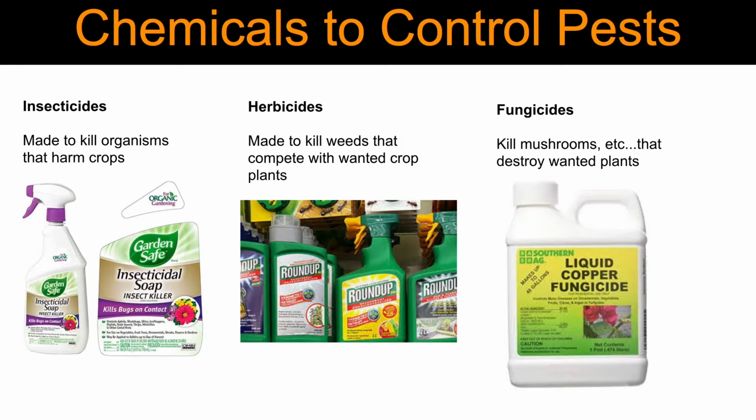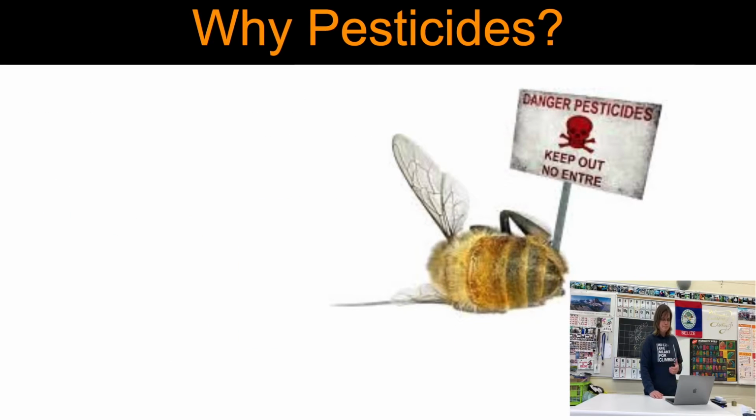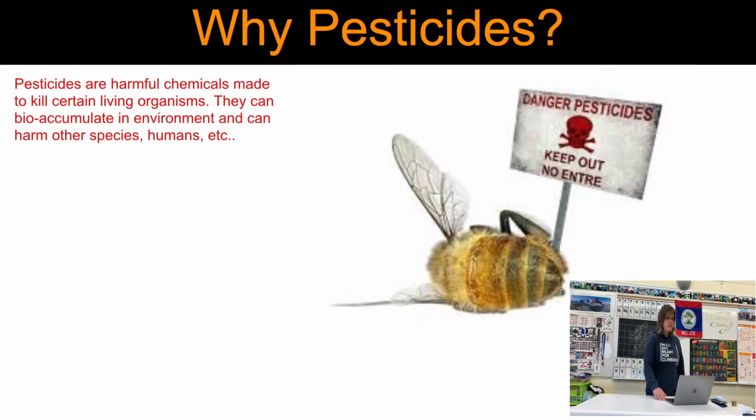So there you have a whole bunch of Roundup and stuff. And fungicides kill mushrooms and stuff that destroy wanted plants. So why do we use pesticides? Pesticides are harmful chemicals to kill certain living organisms, and they can bioaccumulate in the environment and harm other species and other humans. You guys, pesticides are sprayed on everything that we eat.